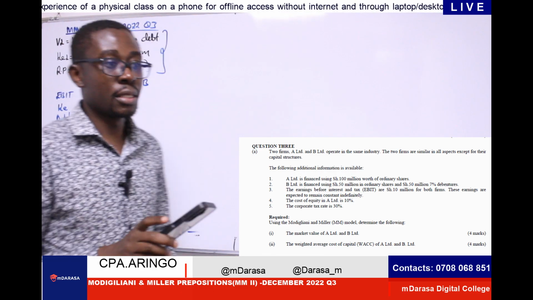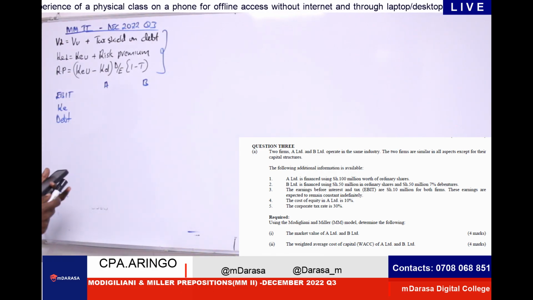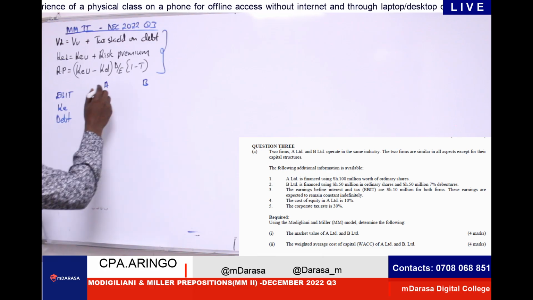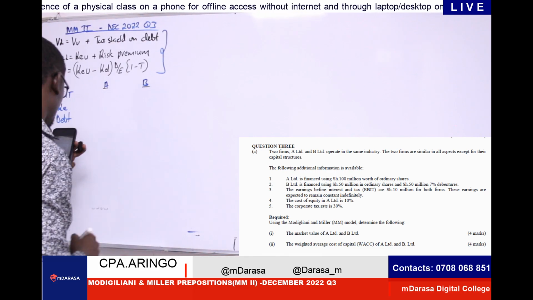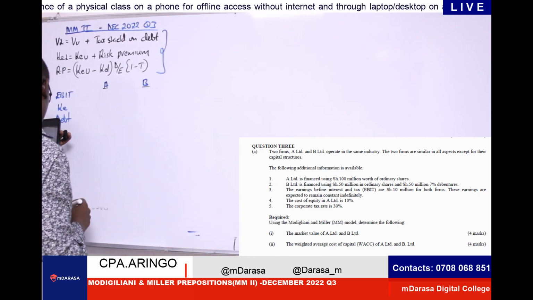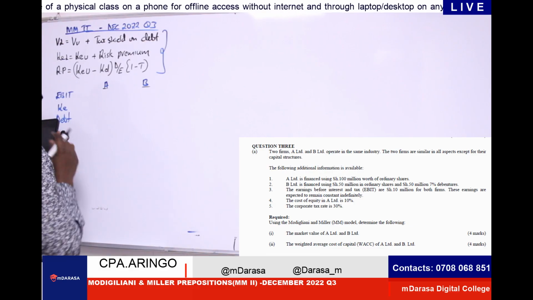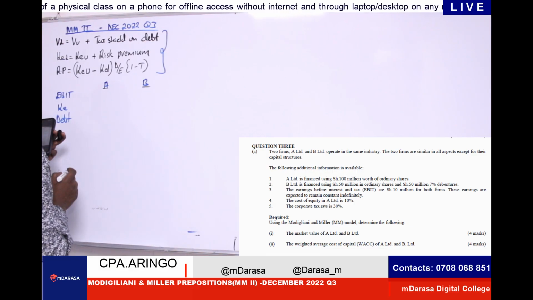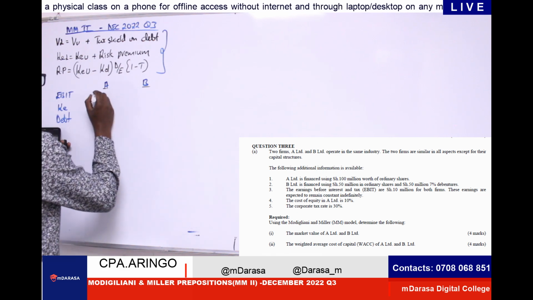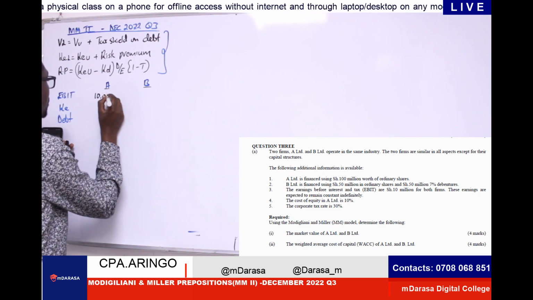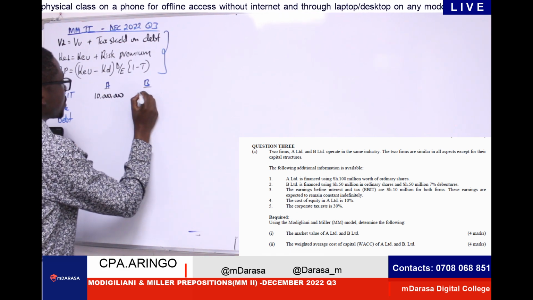So in this case, earnings before interest and tax, we are told, is as per note number 3. The earnings before interest and tax are 10 million for both firms. So I'm given a value of 10 million here for both firms.